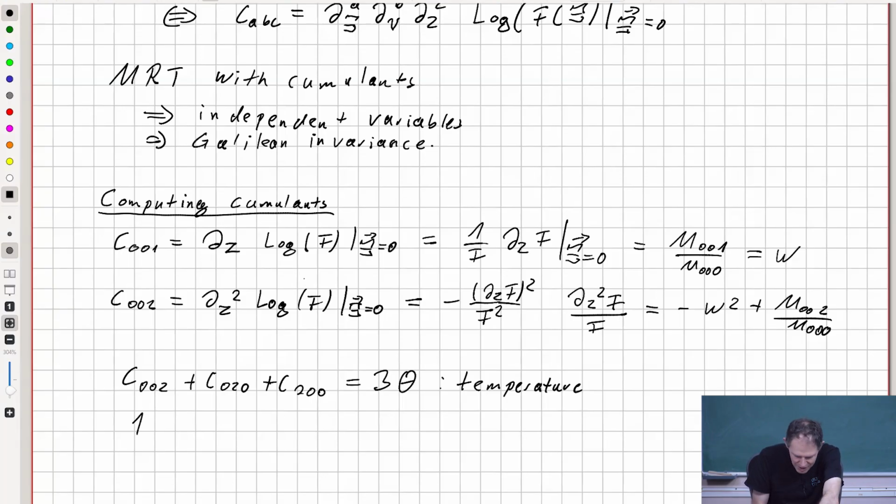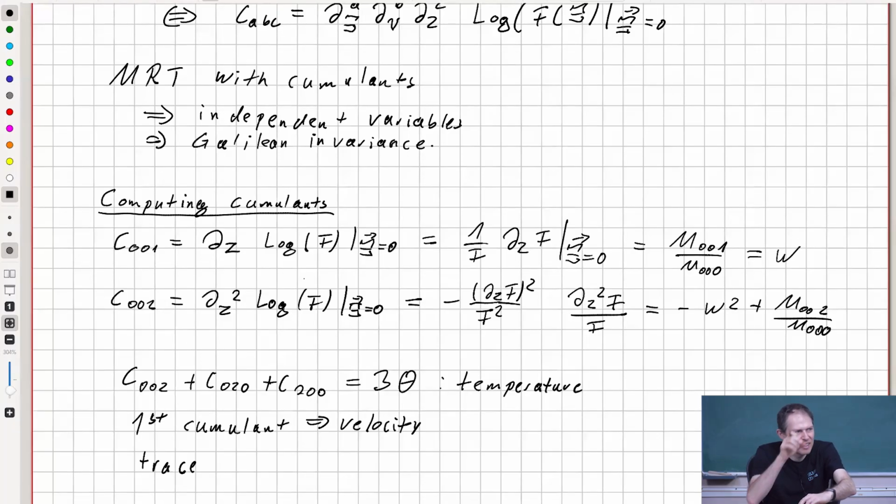So, write this down. The first cumulant is velocity. The trace, you know what a trace is, is the sum of the diagonal parts of the matrix. So the trace of the second order cumulants is the temperature.